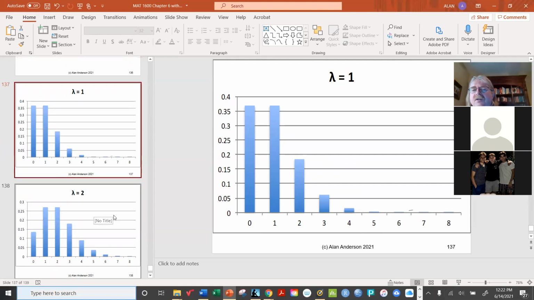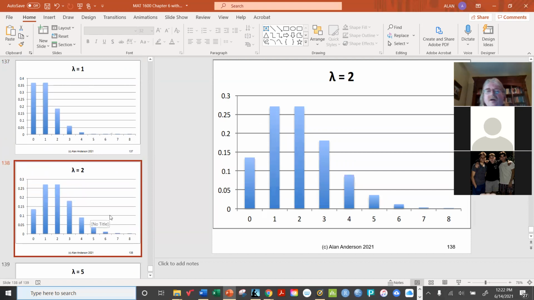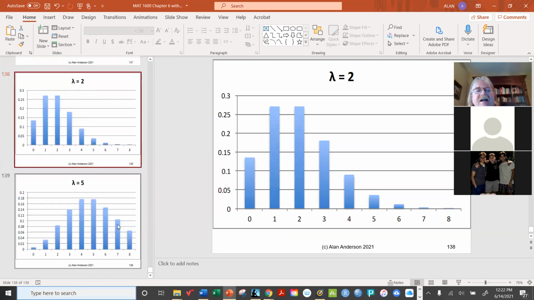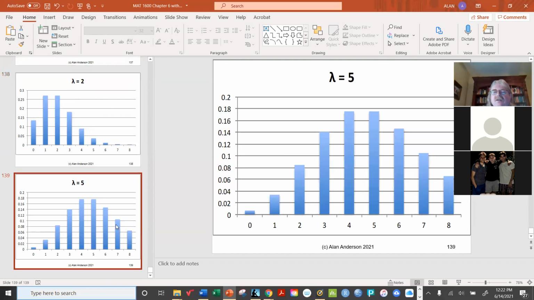When lambda goes up to 2, the two identical bars move a little bit to the right. Now we're equally likely to get 1 or 2, and then of course it falls off very quickly. And then finally, with 5, the two identical ones are 4 and 5. This one looks a little bit more symmetrical. This is more like the case where the binomial had a pi of 0.5.